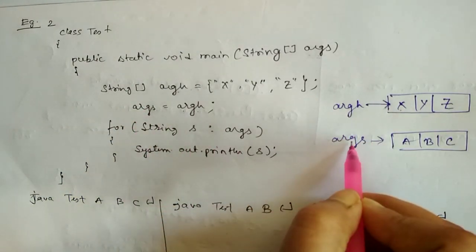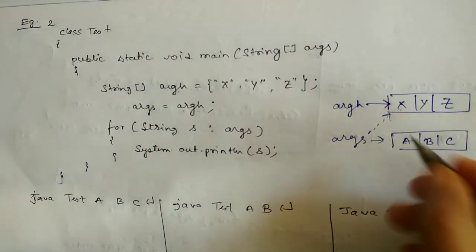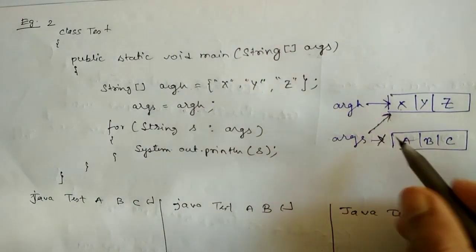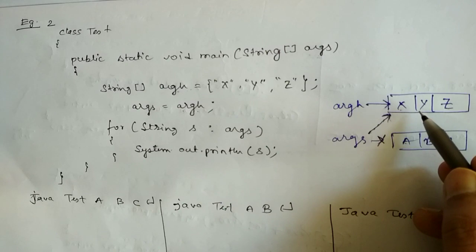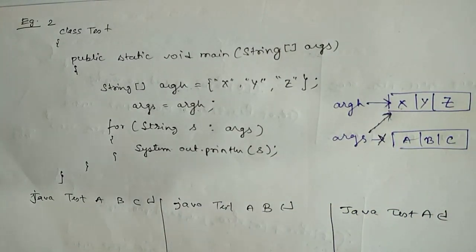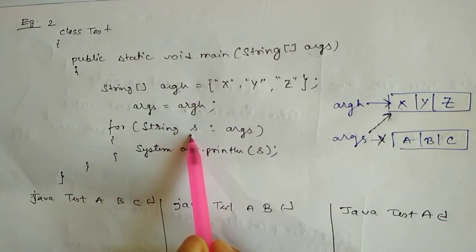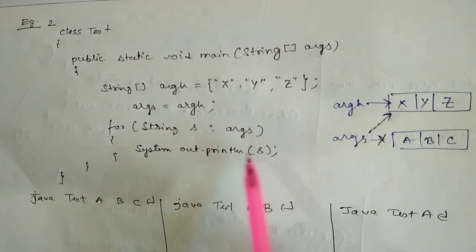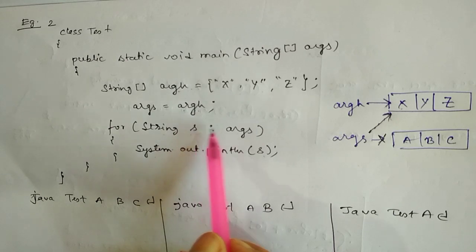So now ARGS will be pointing, from now onwards. So this reference will be broken, and now ARGS is pointing to S, X, Y, and Z. So now we have changed the reference. Now for every string S in ARGS, System.out.println S, till there is the end of the strings in ARGS.